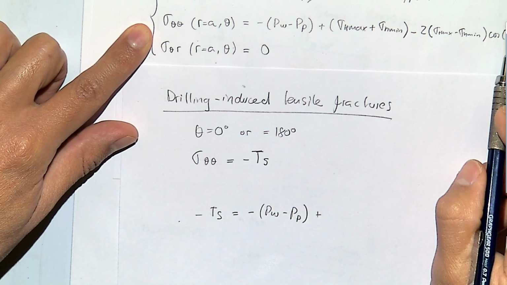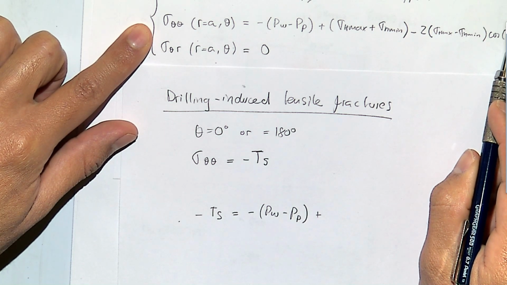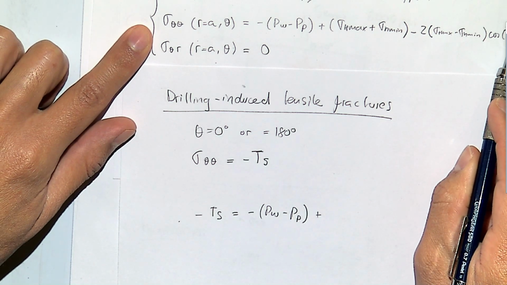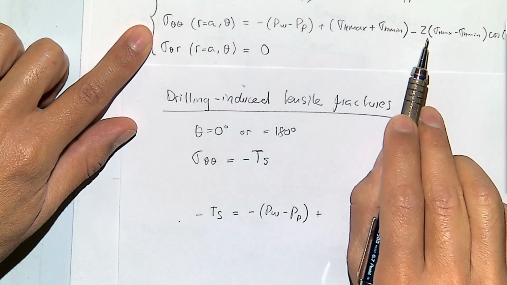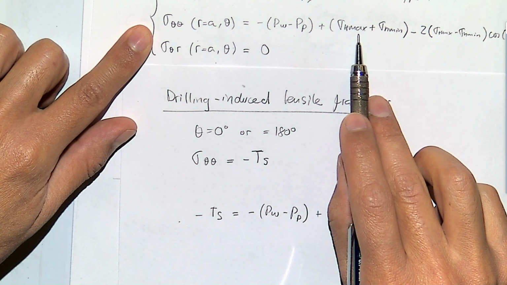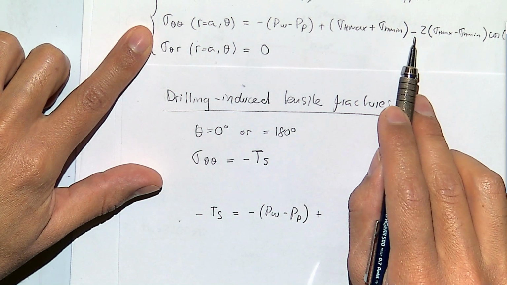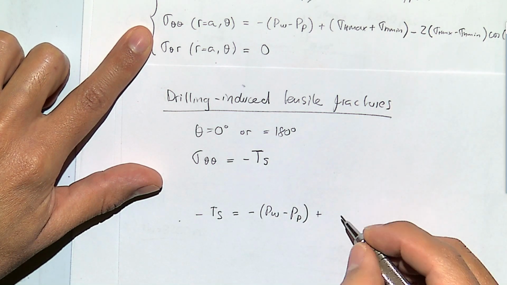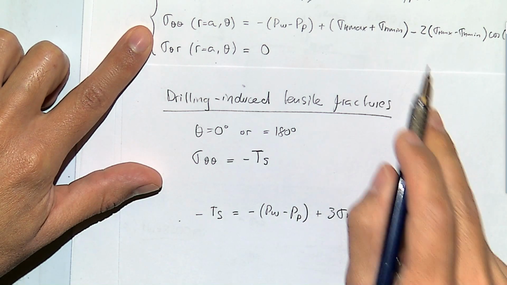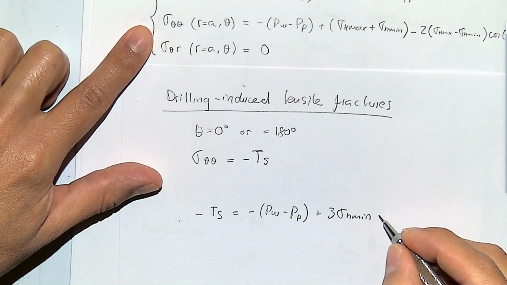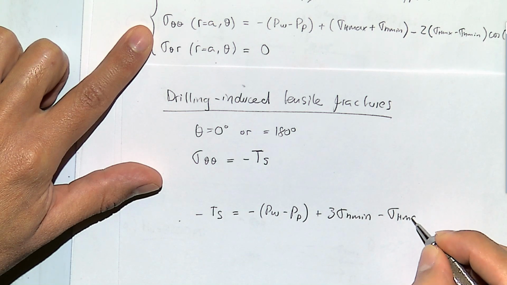And what is going to be cosine of 2 theta? If theta is equal to 0, then this is going to be 1. And if this is equal to 1, therefore, I just have to add this. And 1 sigma h mean plus 2 times sigma h mean is going to be 3 sigma h mean. And 1 sigma h max minus 2 sigma h max is going to be negative sigma h max.